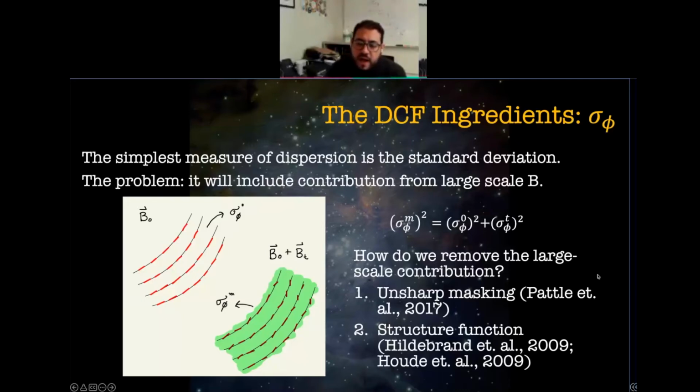And two methods that I want to mention are one used by a group that works primarily with the BISTRO survey, or its polarimetric data at 850 micron from the JCMT, and the method that I'm more familiar with in this case, which is the structure function.